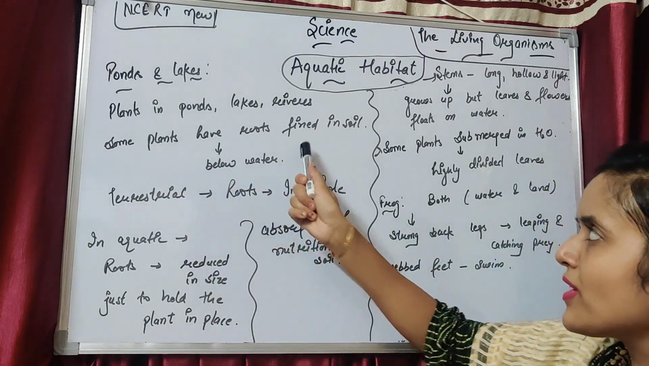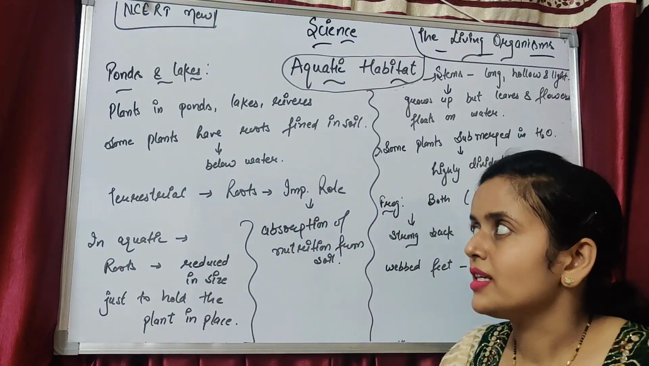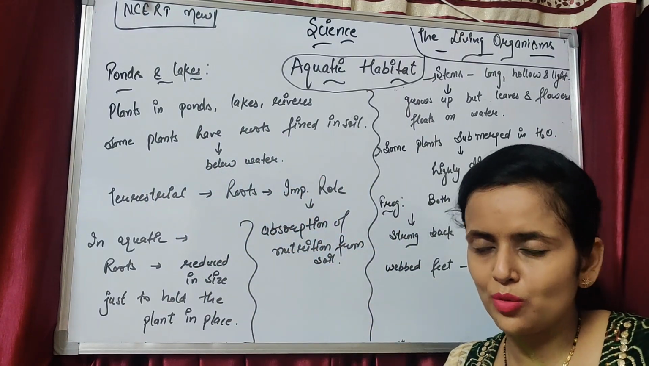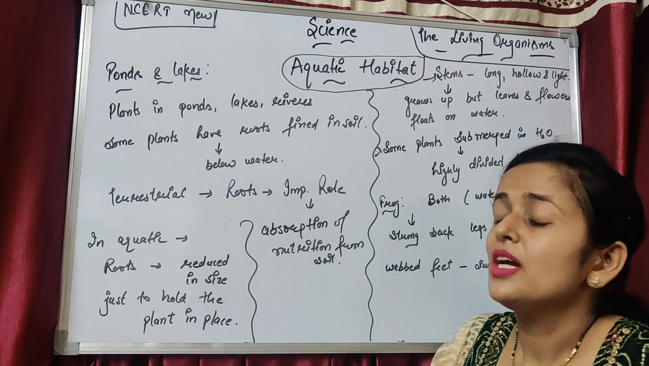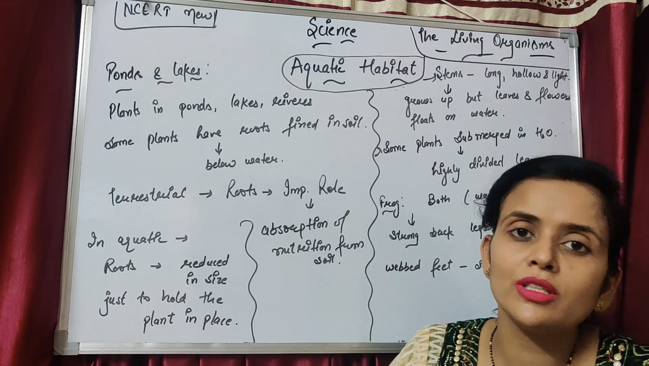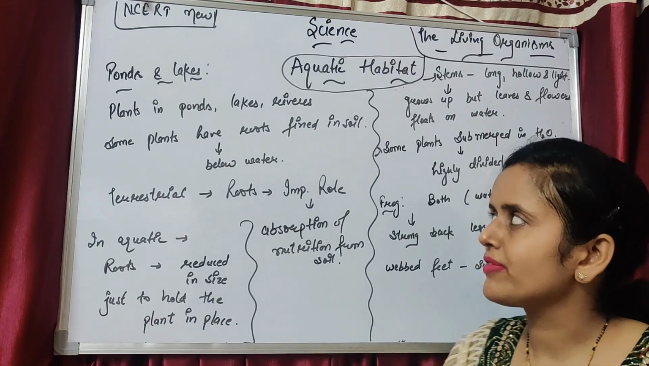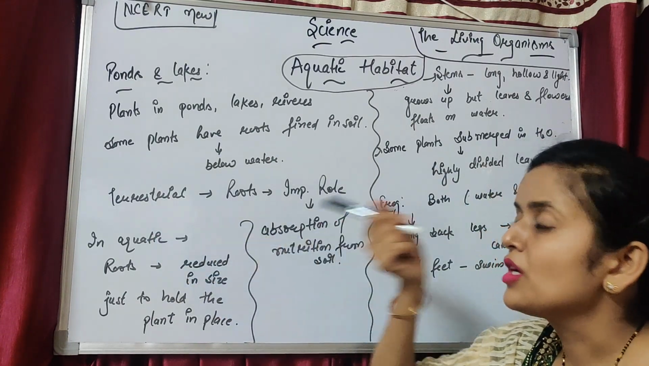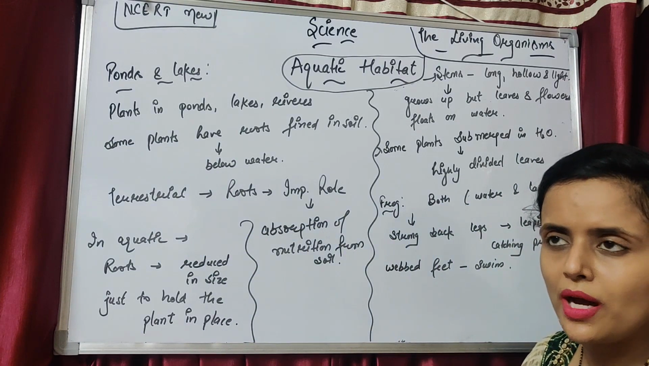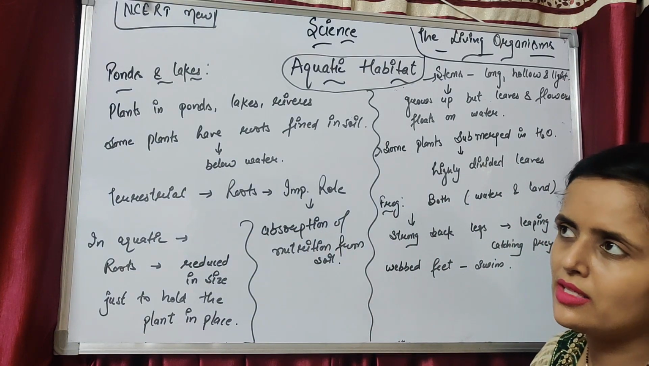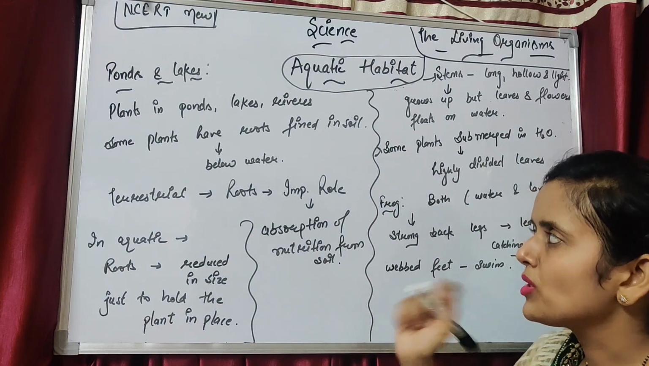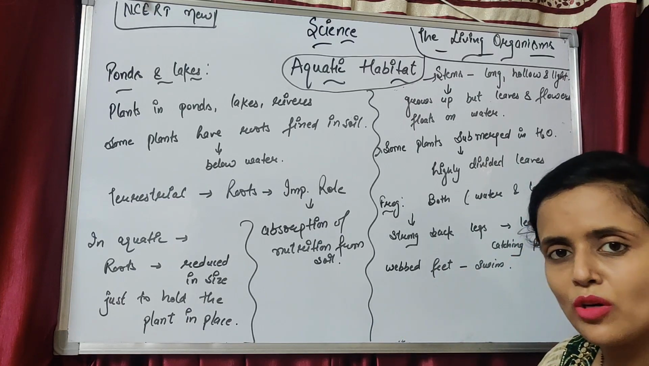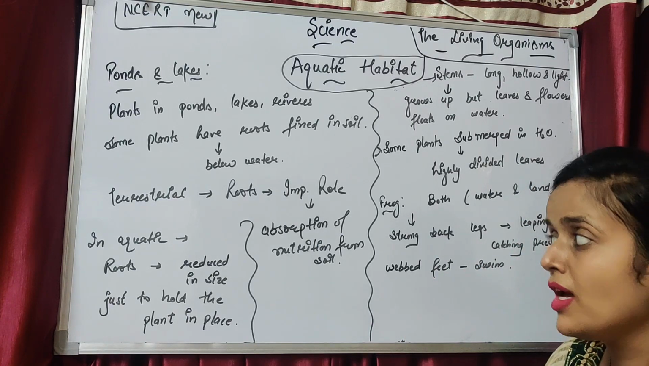Some plants have roots fixed in soil below water. Some plants fix the roots of their plant inside the soil below the water. In terrestrial plants, roots play a very important role because they absorb the nutrition and water from the soil.